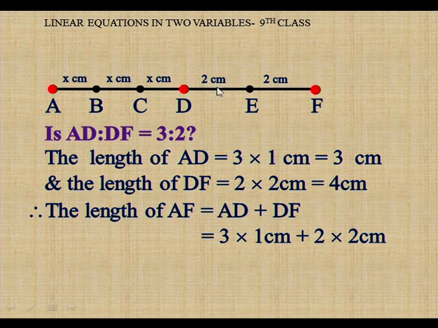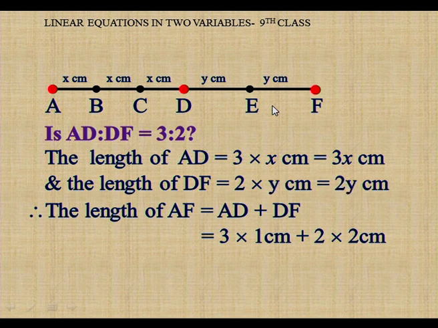Now, let us come to the second part here, D and EF. If I say they are y centimeters and y centimeters, now what changes occur? Now, the length of AD is equal to 3 into x centimeters, or 3x centimeters. Now, the length of DF is 2 into y, because the distance between D and EF is equal to how much? y. That is the reason it becomes 2y. Are you able to follow me? So, 2 into y becomes 2y centimeters.